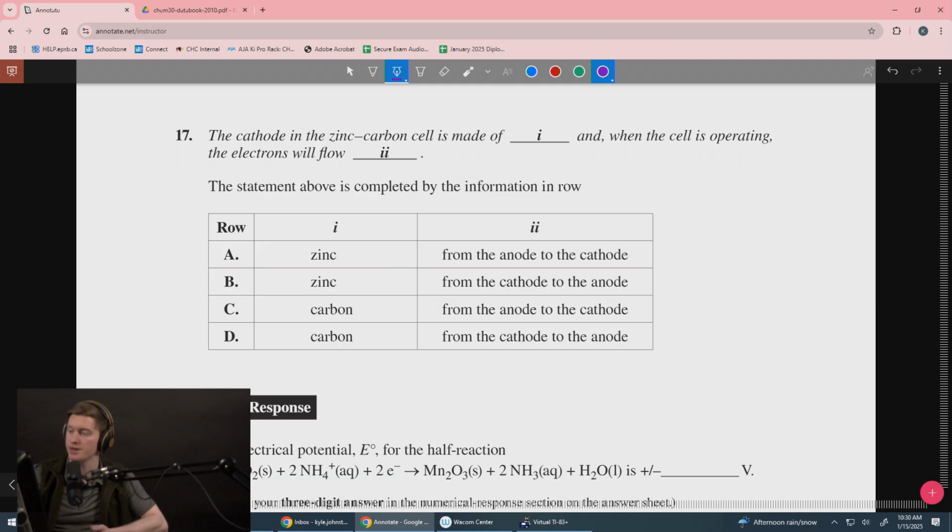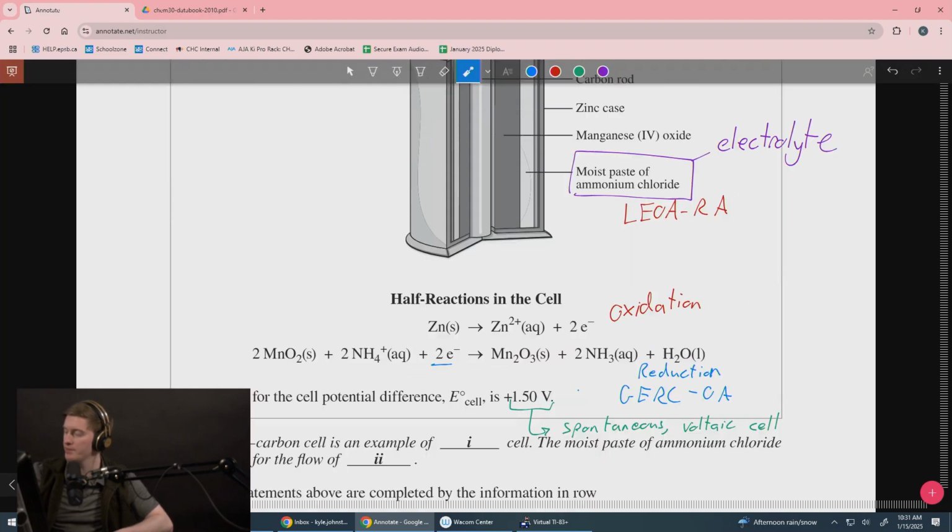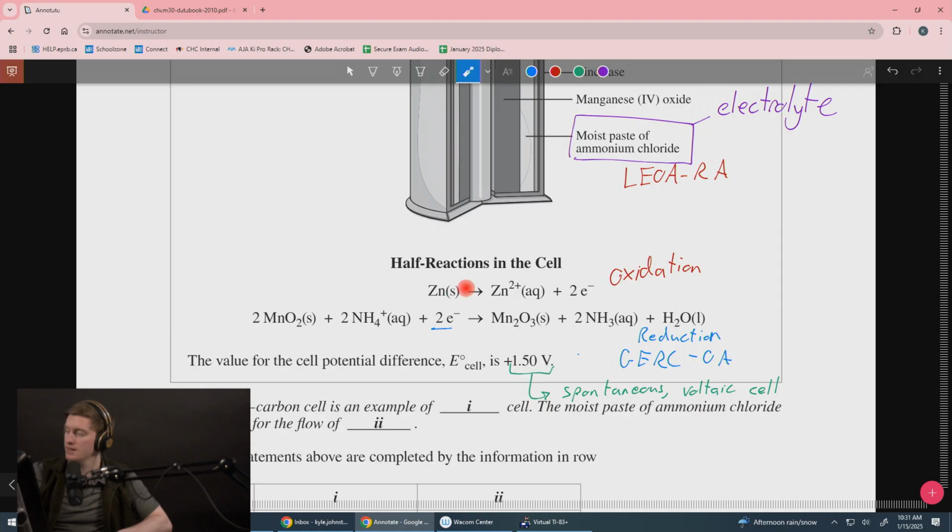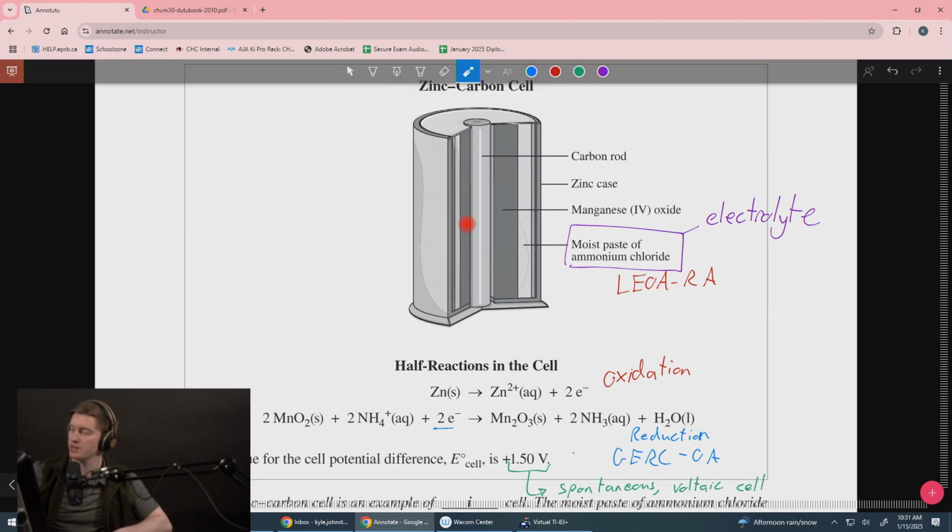The cathode in the zinc carbon cell is made of what? And when the cell is operating, the electrons will flow what? All right, back to the diagram. Zinc is where our oxidation occurs, and the oxidation reaction occurs at the anode. So zinc is not the cathode, it's the anode. This is our cathode reaction, which would be happening at our other solid cathode, which is the carbon rod.